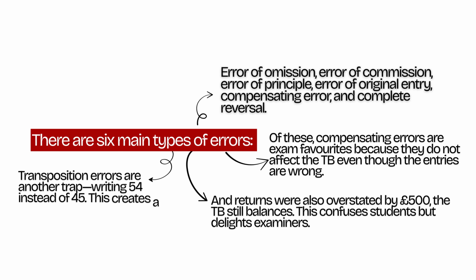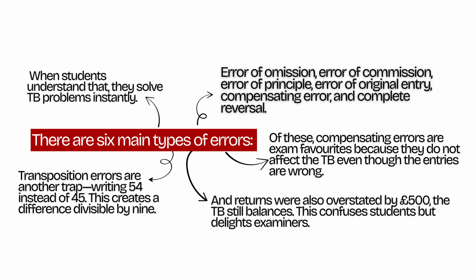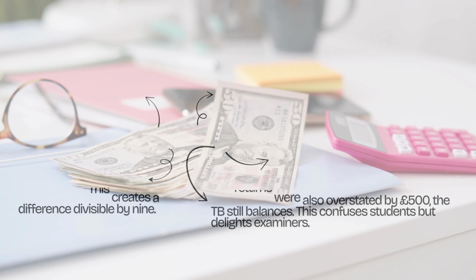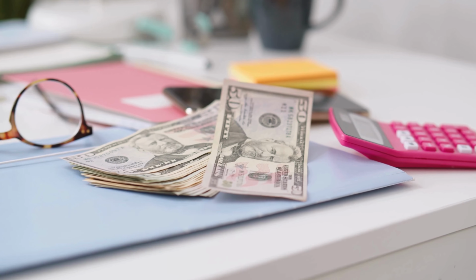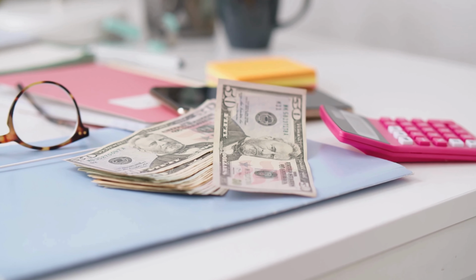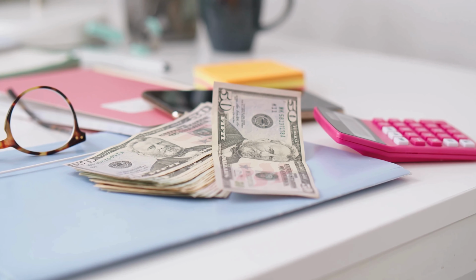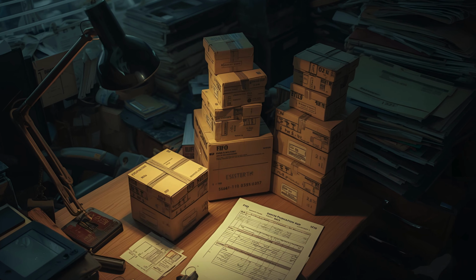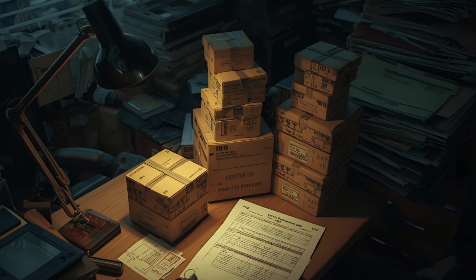Transposition errors are another trap, writing 54 instead of 45. This creates a difference divisible by 9. When students understand that, they solve TB problems instantly. Always use the 5-step method. Identify the difference, divide by 9 if needed, check ledger totals, check control accounts, then adjust the suspense account only after confirming the root cause.